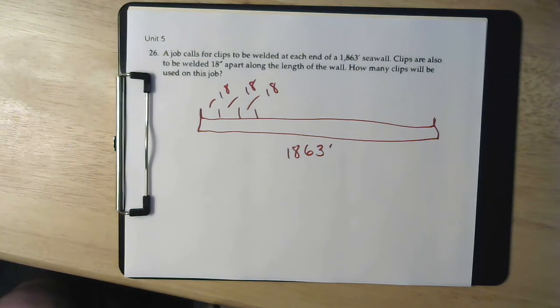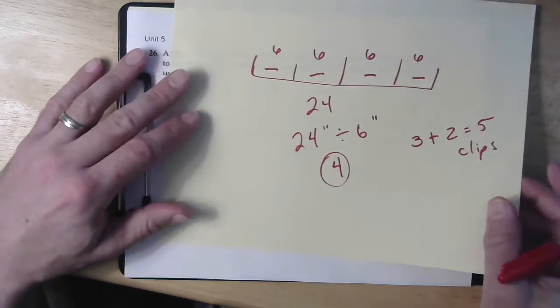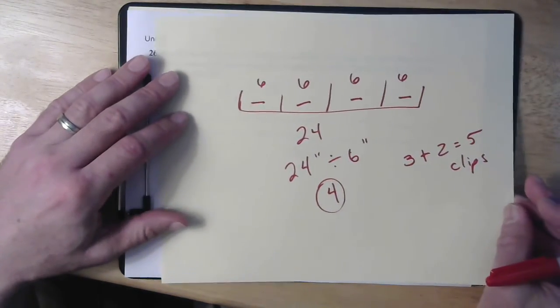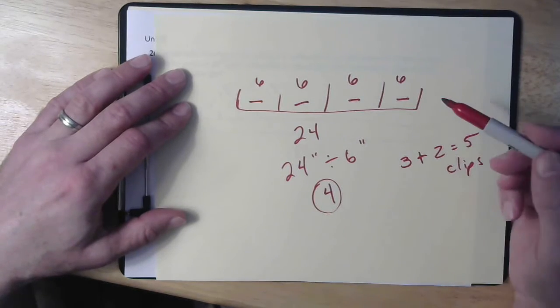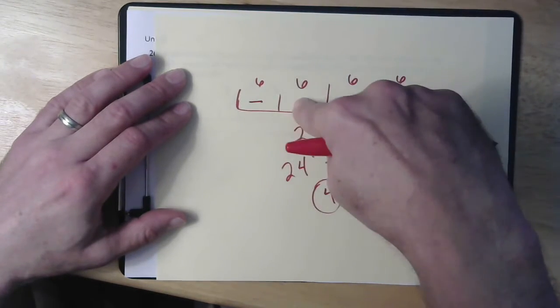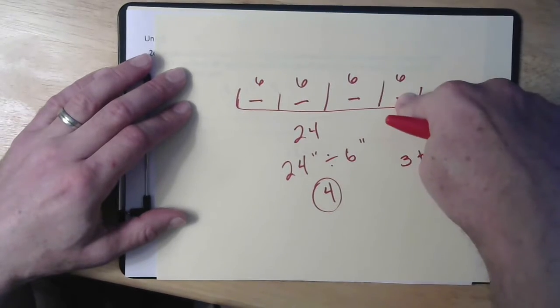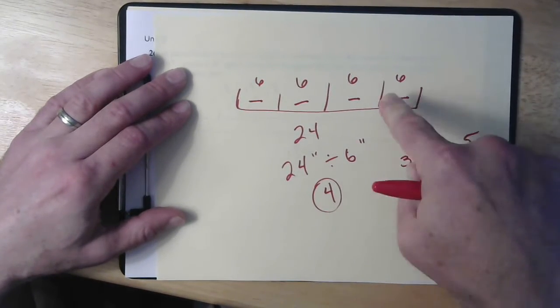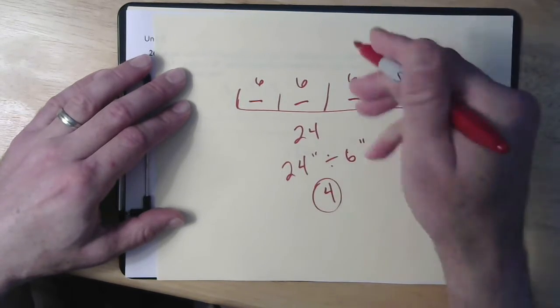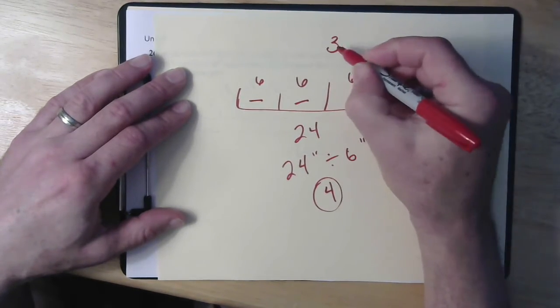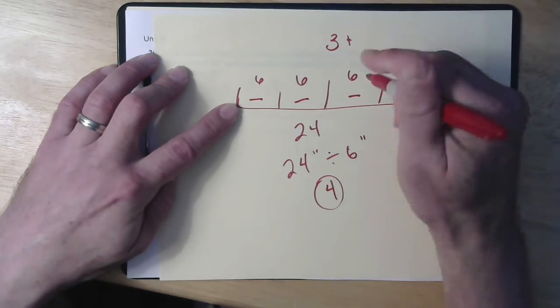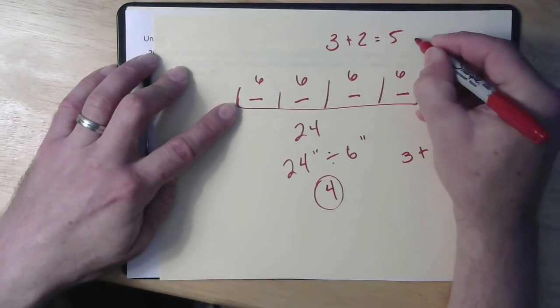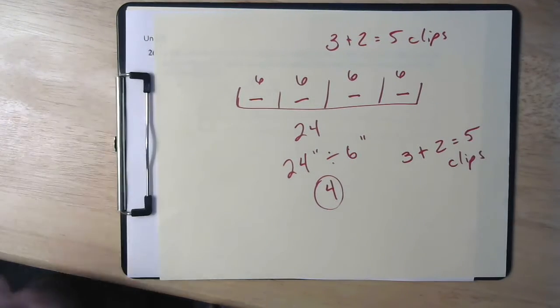Okay, let's try another one. What I'm trying to figure out, because it bothers me that I do that division, but the division doesn't give me the number I really needed, is what the pattern is here. So now here I've done one where I did them every 6 inches. If I do every 6 inches, I divided the seawall up into 4 pieces. 24 divided by 6 is 4. But then I end up with my 3 in between those 4 pieces, 3 clips, plus my 2 clips on the end, and that's 5 clips.